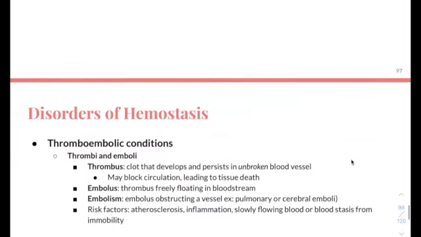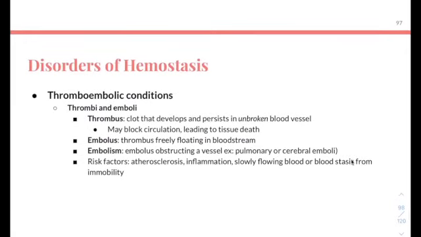So with thromboembolic conditions, a thrombus is a clot that develops and stays in an unbroken blood vessel. So it can block circulation and it'll eventually lead to the death of the tissues in that area because they're not getting the nutrients that they need. We also have an embolus, which is a thrombus that broke off. Now it's free floating in the blood. That's not good. That's where problems start to really occur.